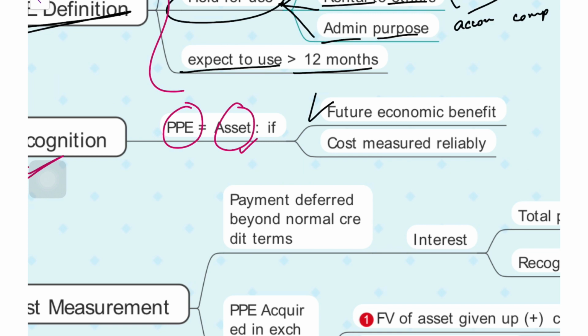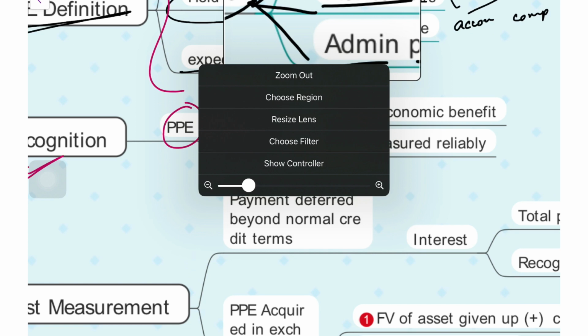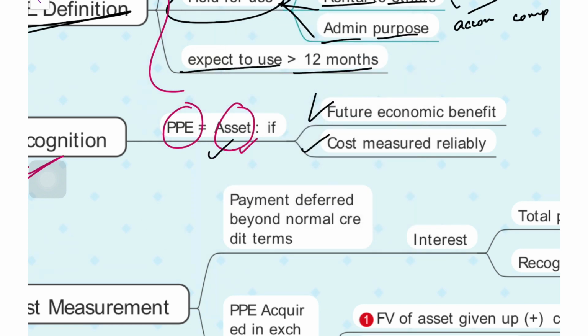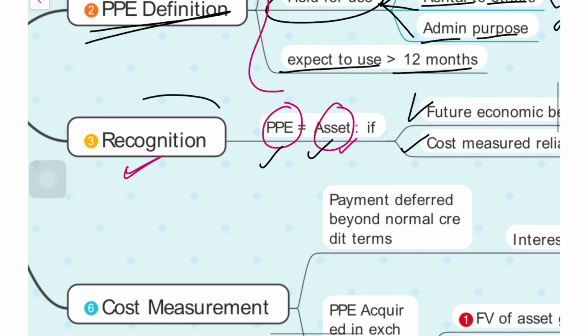Suppose you have plant and machinery in your manufacturing plant. By manufacturing a few products in the future, you will get money from it. So that is one future economic benefit. In some way or other, you must get some benefit out of it. And the next is, the cost must be measured reliably. You must know what cost the plant and machinery is. If you know both of these, then the asset which has already been classified as a PPE can now be accounted in your books.